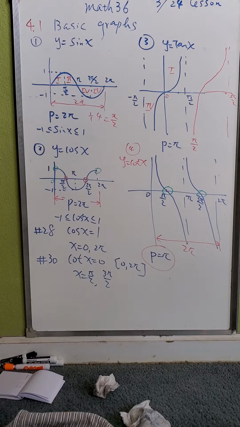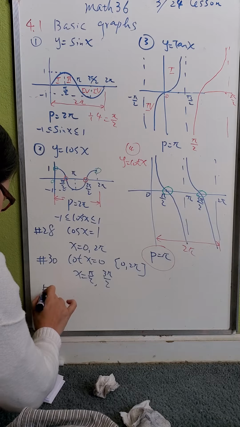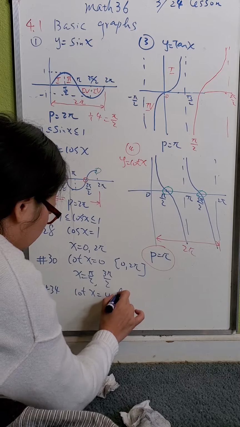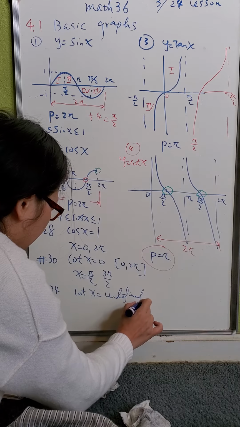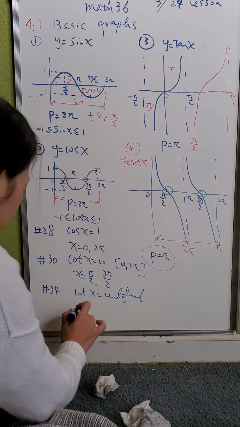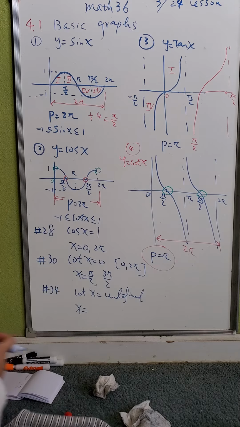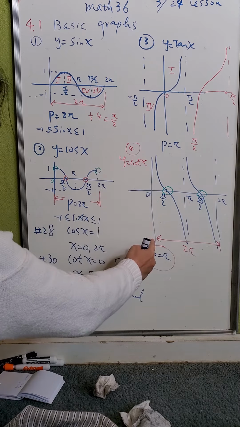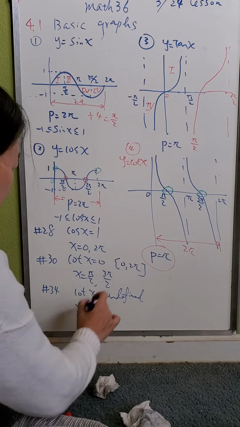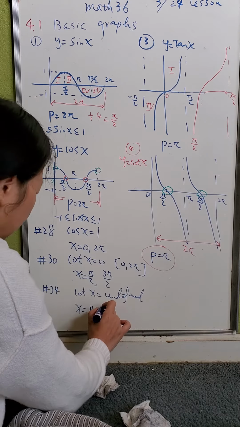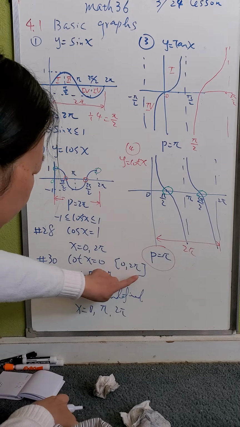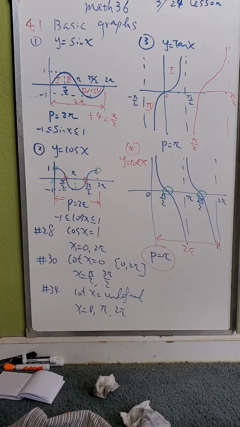And let's look at number 34. They said cotangent x equal to undefined. Undefined, that means asymptote, okay? And where's your asymptote? It's right here, and right here, okay? So that'd be 0, pi, and 2 pi. And they only want the answer from 0 to 2 pi. So that's how you do this part.